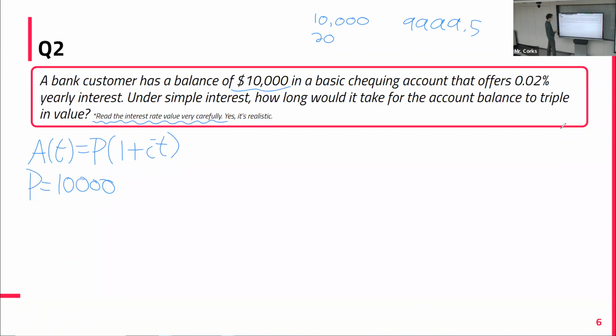All right, and what else? Something else too. A, so our final value is what? 30,000. Triple in value. So whatever the starting value is, it was 3 times that amount. All right, and our I, tell me what the interest rate is as a decimal, not as a percentage.